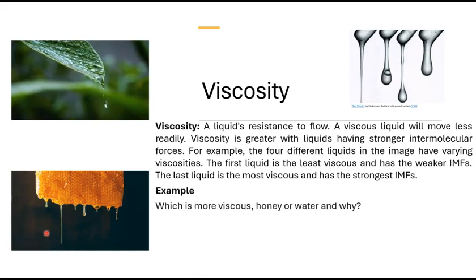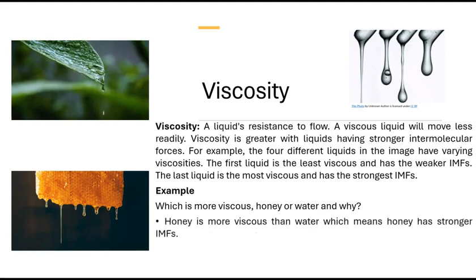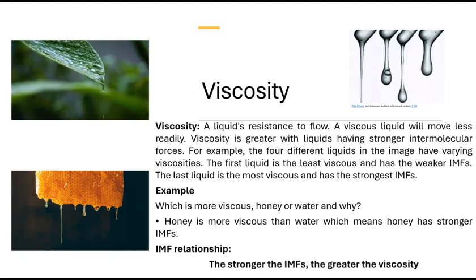Let's do another example. Which is more viscous, water or honey, and why? Well, honey is more viscous than water. It doesn't flow as readily, which means it has to have stronger IMFs. The IMF relationship with viscosity: the stronger the IMFs, the greater the viscosity.